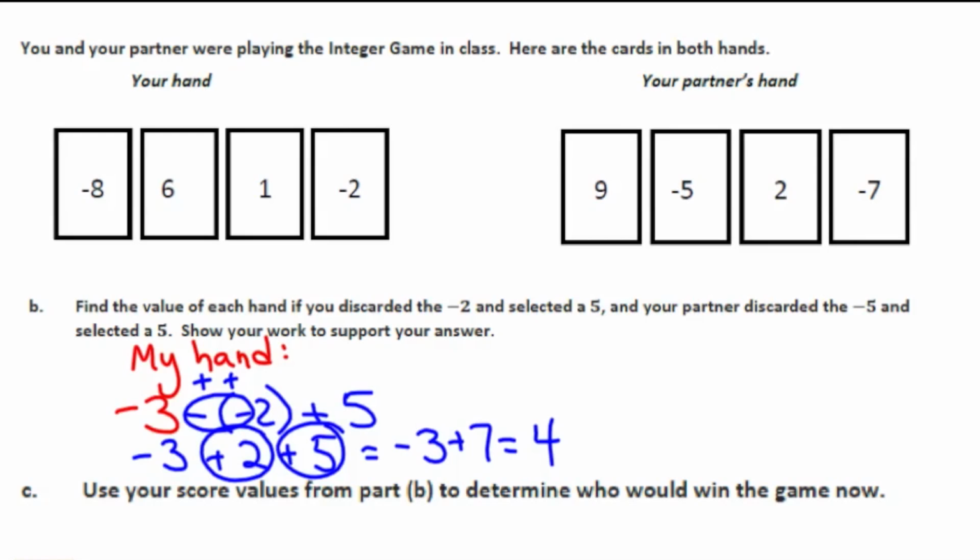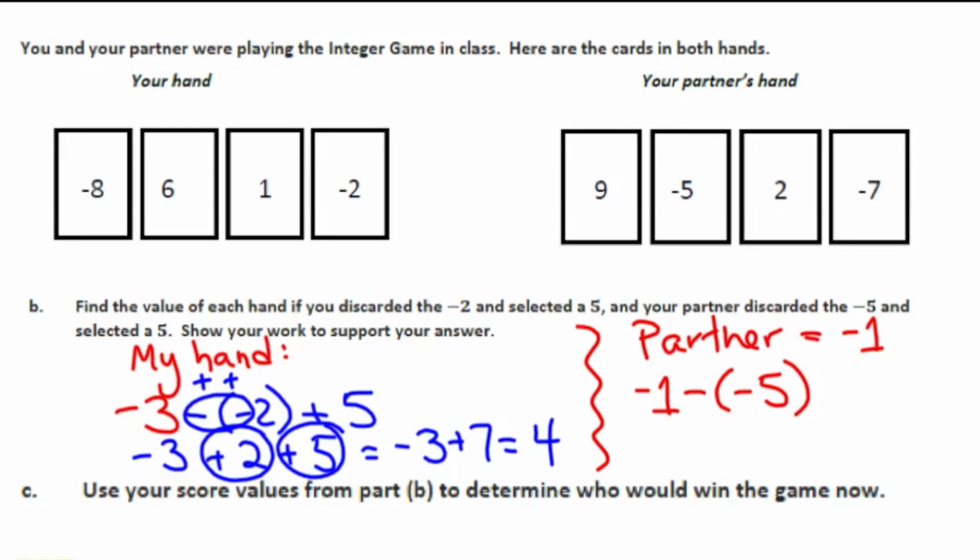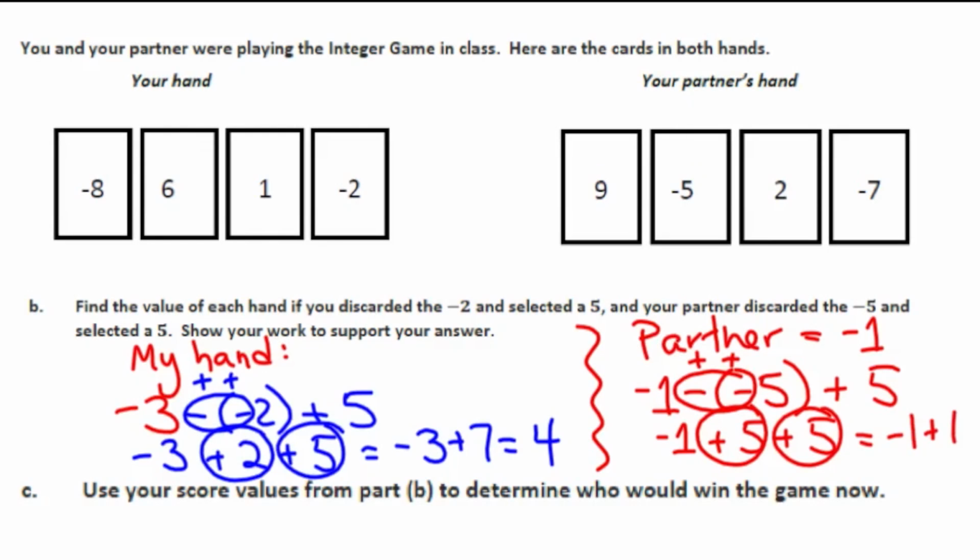Let's do the same thing with the change in my partner. My partner from part A had a value of -1. So now it tells me that my partner discards the -5, so he takes away the -5, and then he adds on a 5. Again, subtracting -5 is the same as adding +5. So he started with a -1, he added 5, and another 5. So he started with -1, he added 10, and therefore my partner has a value of 9.